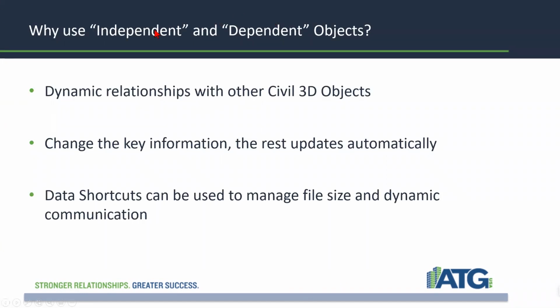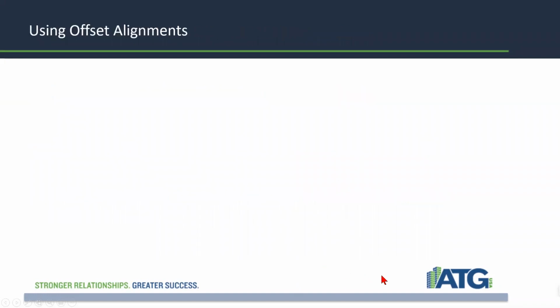One last thing, today I'm going to use the terminology independent and dependent. There's a bunch of different ways you can think about this, maybe parent and child, or whatever else. I'll try and stick with independent and dependent, but I may slip into parent and child as well.